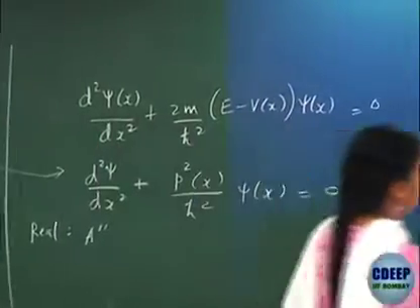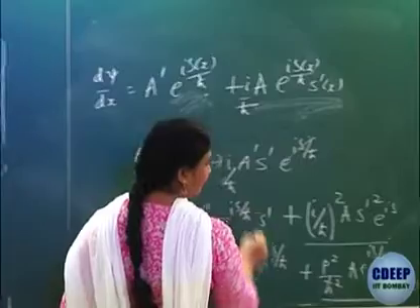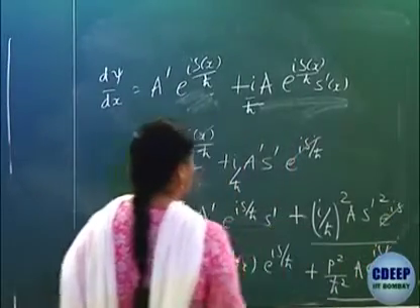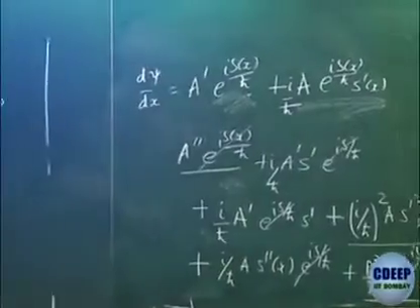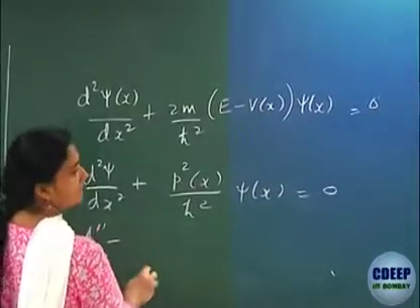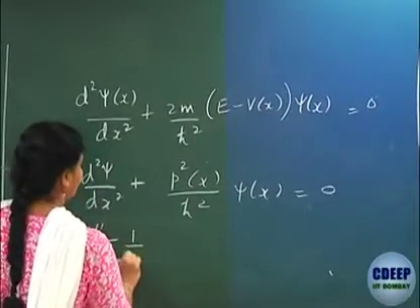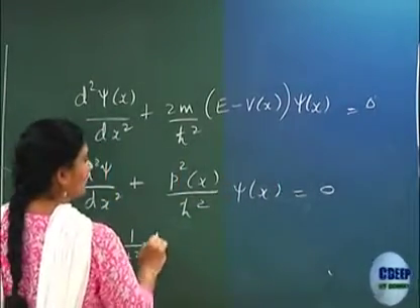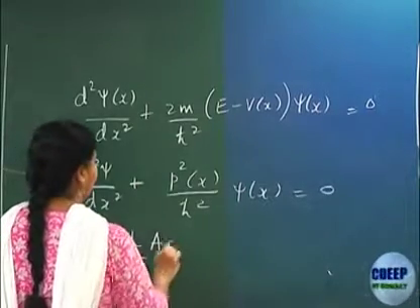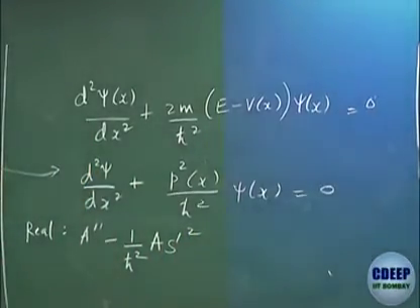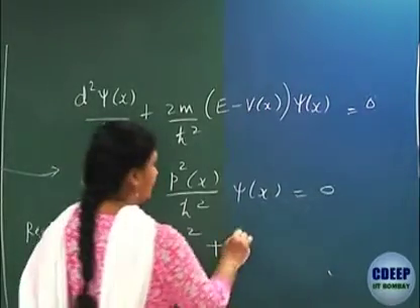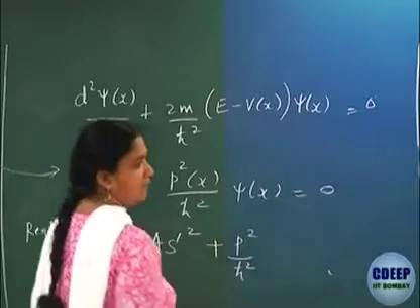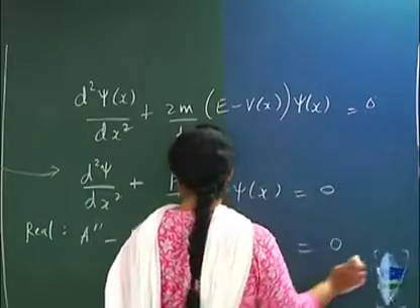A double prime. So, let us cancel the e to the i, this part out. Can we do that? Okay. So, A double prime minus 1 over h cross squared A S prime squared plus p squared by h cross squared A equal to 0. Is that right?